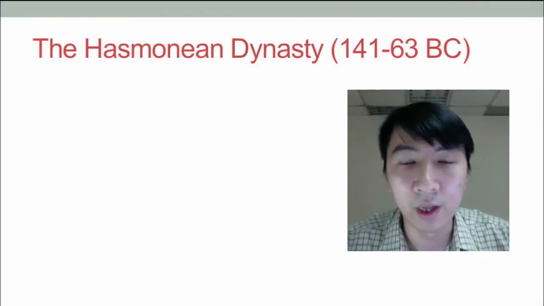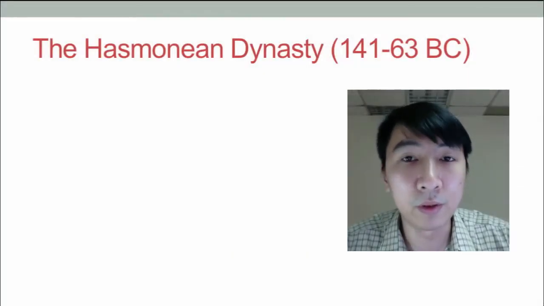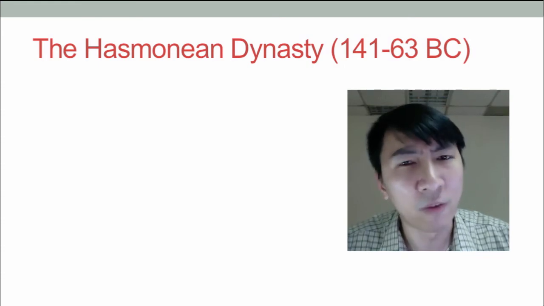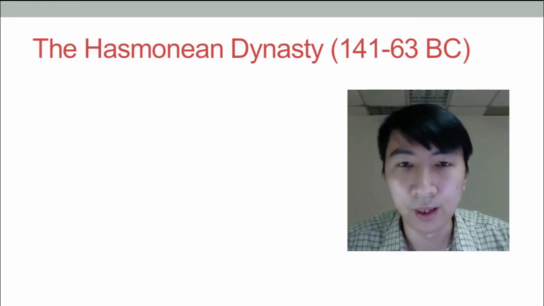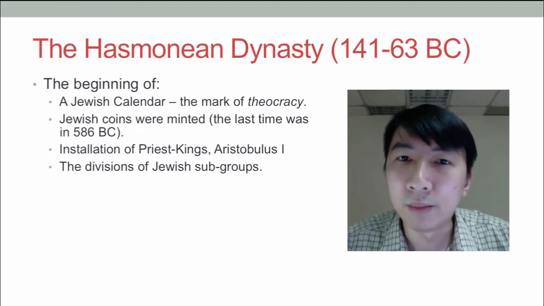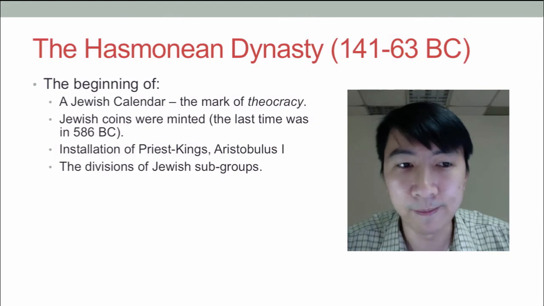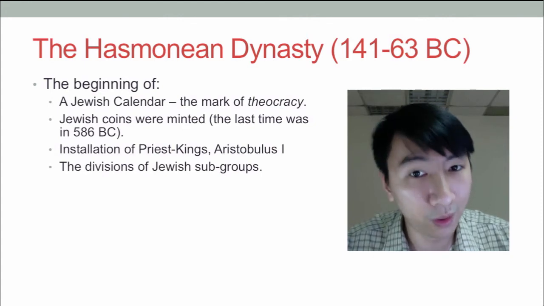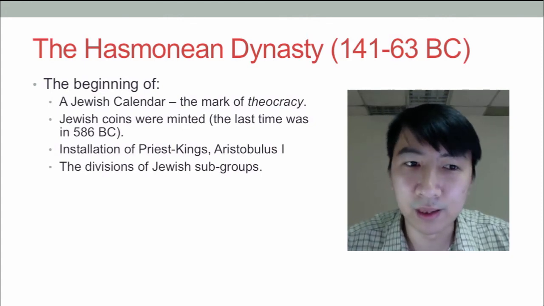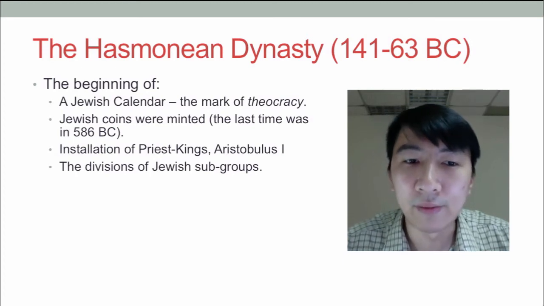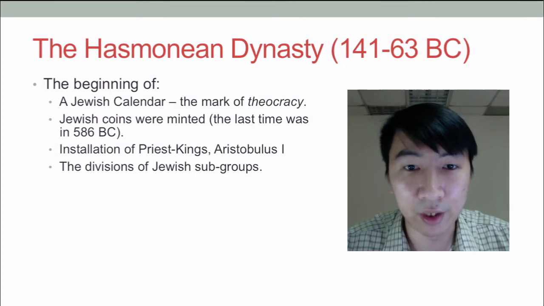The Hasmoneans were very successful, and they were able to take the whole of Palestine back into their own hands. However, the good intention of Mattathias soon turned into a hunger for power and authority. During this period of time, they began to have their own Jewish calendar, the mark of the beginning of theocracy. And then they had their own coins, which were last minted in 586 BCE. Then they installed their first priest-king, Aristobulus I.